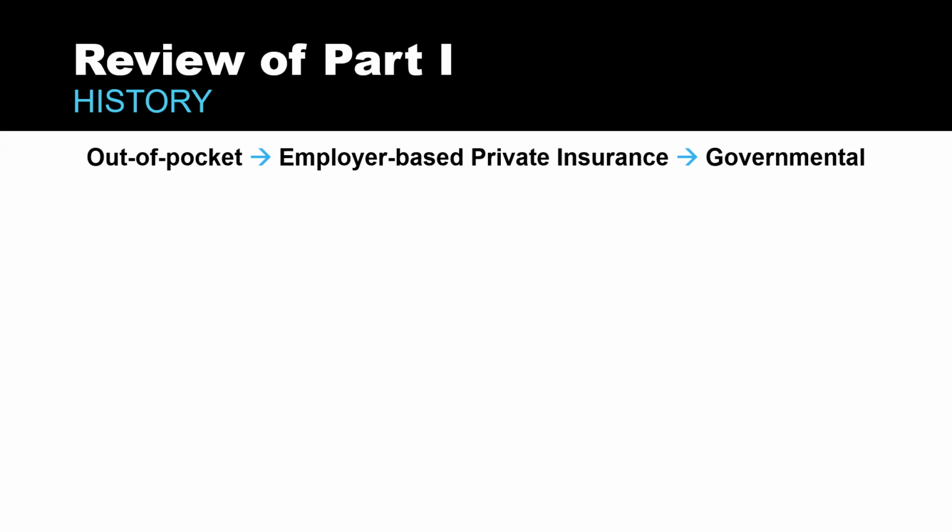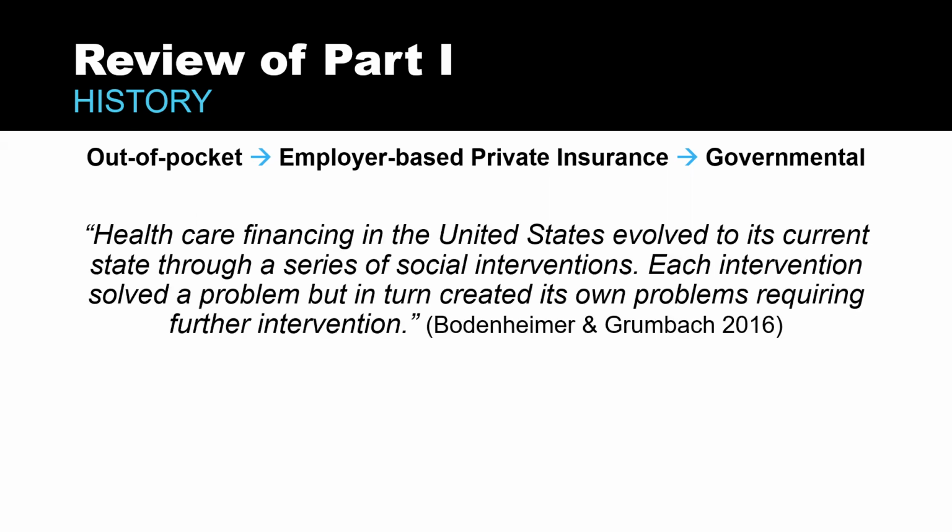of those problems. So this is the quote that I chose to kind of summarize part one. It's that healthcare financing in the US evolved to its current state through a series of social interventions. Each intervention solved a problem, but in turn created its own problems requiring further intervention. So we reflected a little bit on some of the political and ethical and financial tensions from those social interventions and the problems they caused, and then also the problems that they solved.